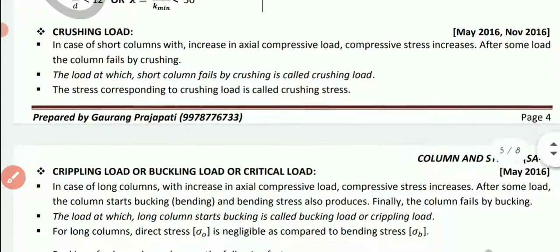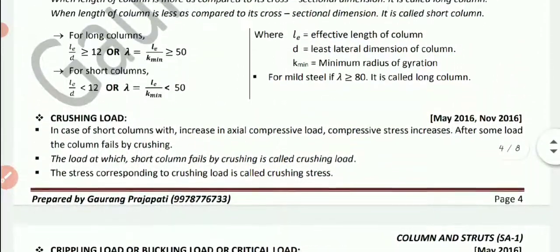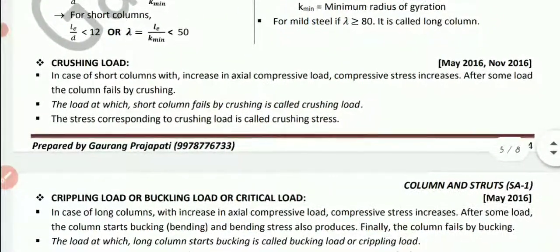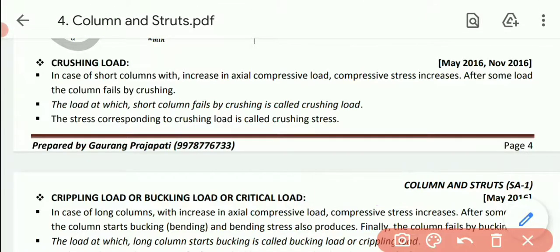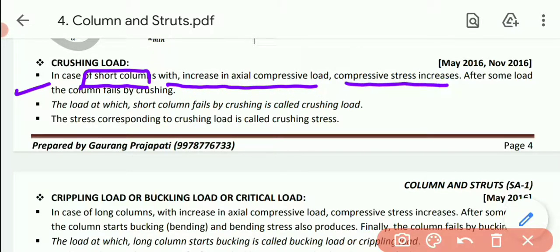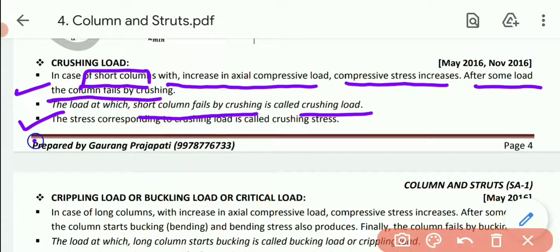Then two different kinds of loads will be there, crushing load as well as crippling load. So first of all, let's understand the crushing load. Always remember that crushing load is applicable to the short column. In the case of the short column, with increase in axial compressive load, compressive stress increases. After some load, the column starts crushing. The load at which the short column fails by crushing is known as the crushing load, and the stress corresponding to the crushing load is known as crushing stress.